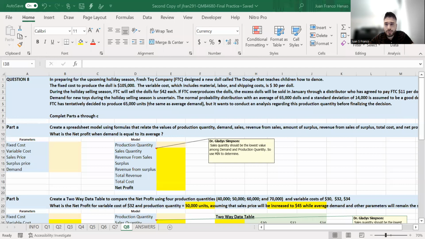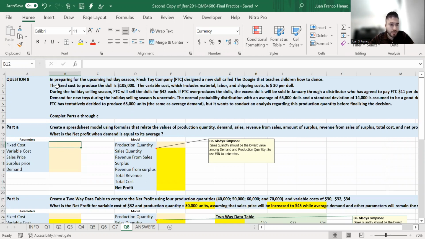Let's get to it. I'm going to share my screen with you and let's tackle this. I'm not going to read the question. I'm just going to go straight to the solutions and fill out the information. This is data that we were given.